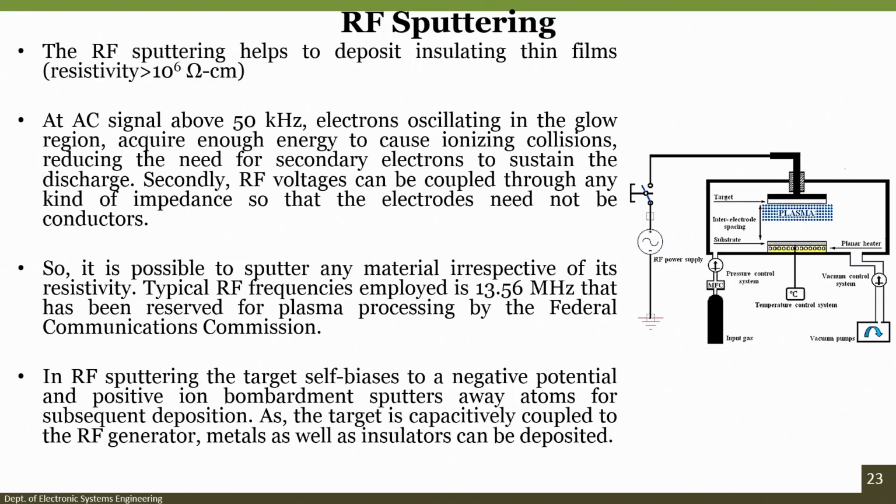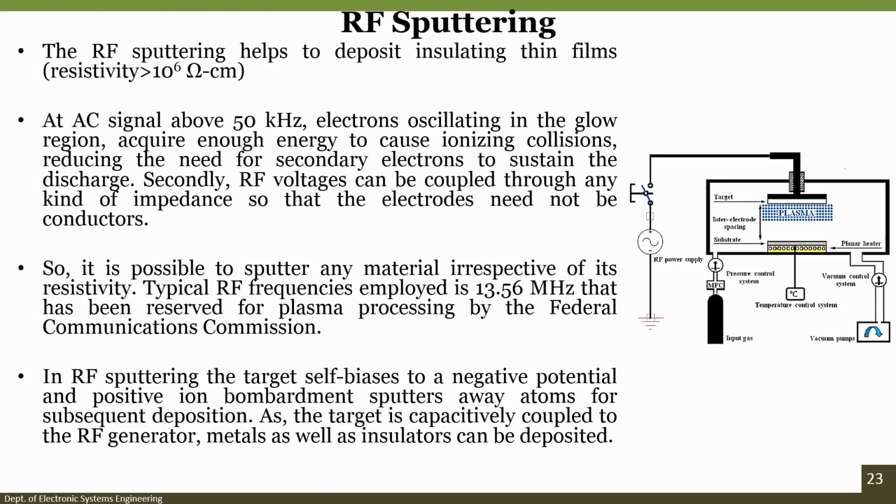Okay. Cosine law. So, at AC signal above 50 kilohertz, electrons oscillating in the glow region acquire enough energy to cause ionizing collisions, reducing the need for secondary electrons, and RF voltage can be coupled through any kind of impedance, so that electrodes need not be conductors. That means we do not have to have electrodes that are conductors, because here we are using RF energy. Also it is possible to sputter any material irrespective of its resistivity.